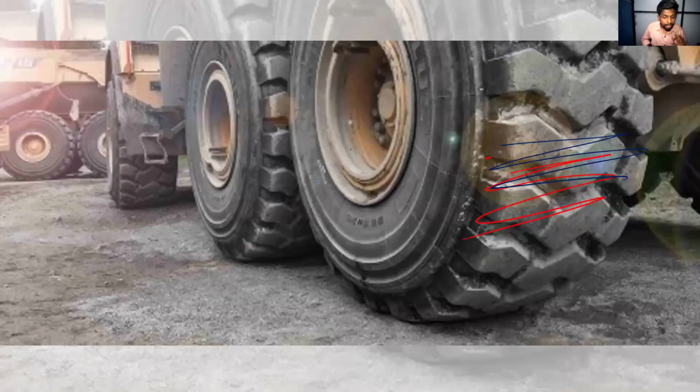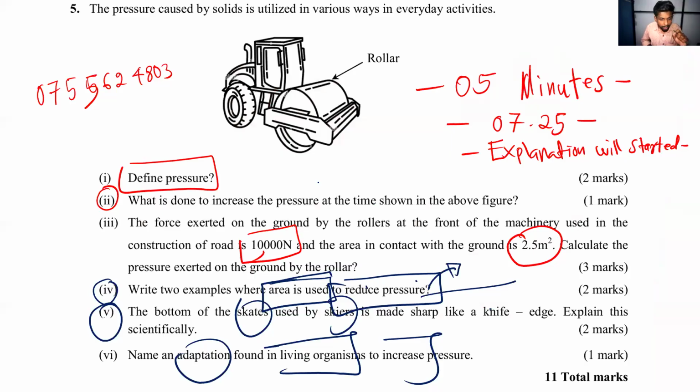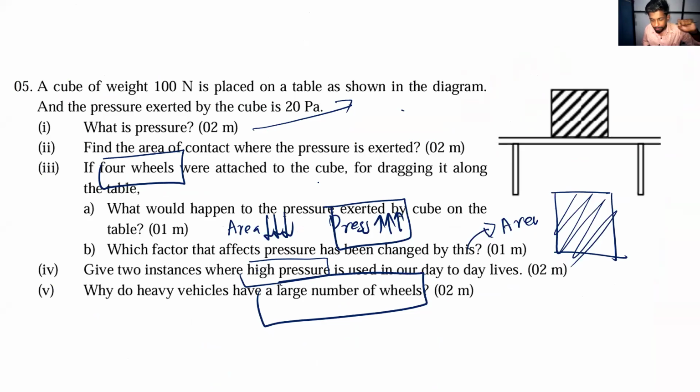Okay. So you want to explain like this. When you are fixing a large number of wheels, the surface area will increase. If the surface area increases, the pressure exerted on the road will be decreased. So this will be the answer for that question.